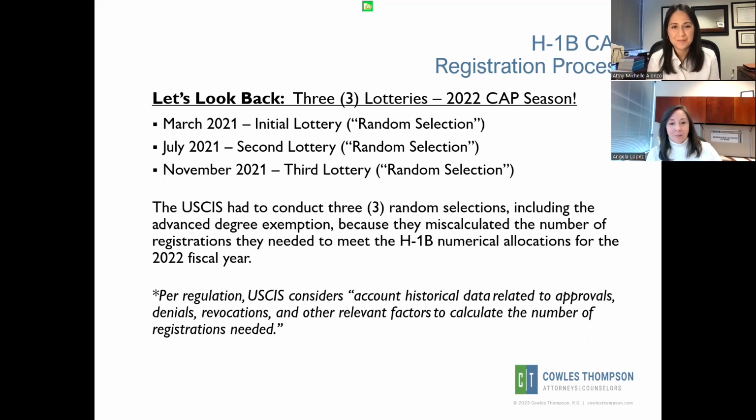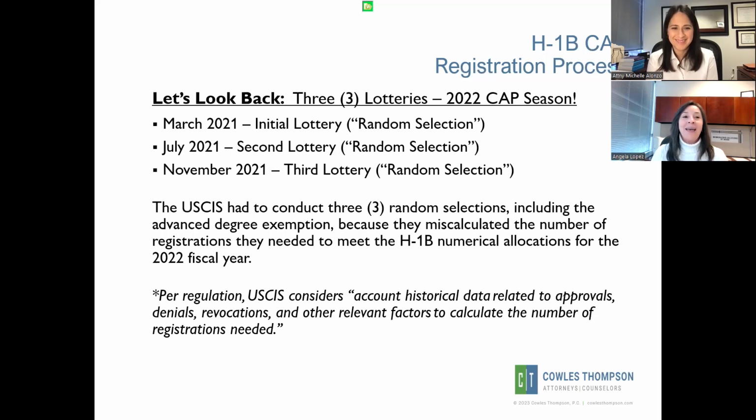If we go back a little bit in the last couple of years, you probably heard that in 2021, the Department of Immigration had to do 3 lotteries. One in March, which was the initial one, obviously. One in July, after the first period for filing H-1B ended, because they didn't receive all the petitions that they needed. And then the last one was in November of 2021. I can tell you that one of my clients got selected in the last lottery.